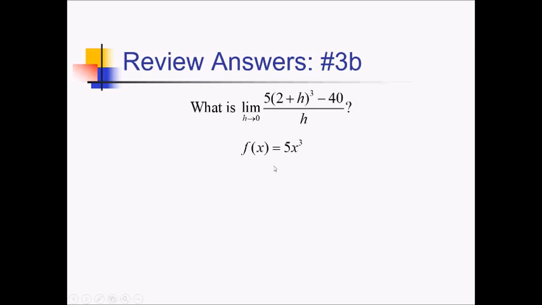Now the derivative of that, f prime, that's going to be 15x squared. But we actually want to figure out f prime of 2. So that's going to be 15 times 2 squared, 15 times 4, giving us 60.